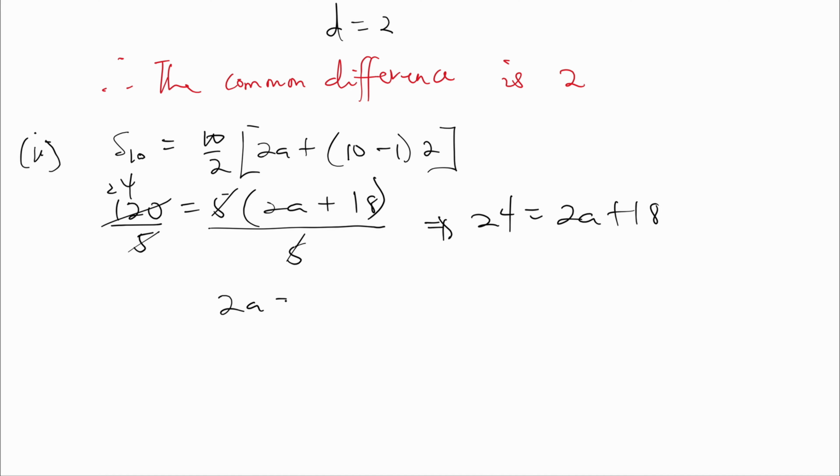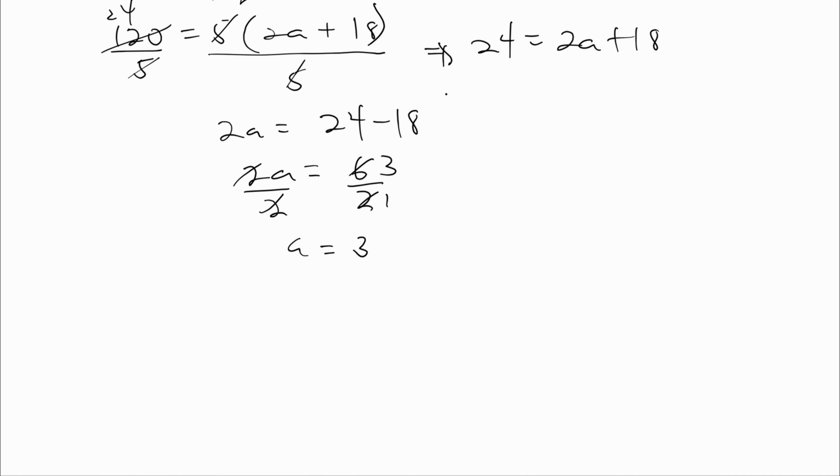So 2a will be equal to 24 minus 18. 24 minus 18 is equal to 6. So 2a will be equal to 6. To find a, we divide both sides by 2. 2 goes into 6 3 times. So a is equal to 3. Therefore, the first term is 3. This brings us to the end of question 10b and to the end of question 10.